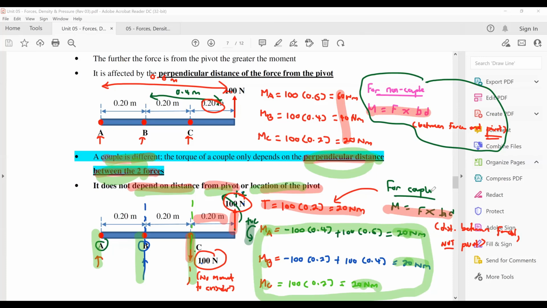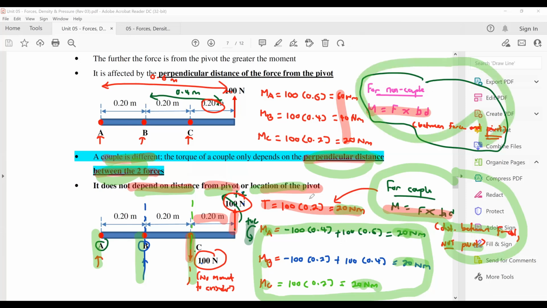You see, when I find the resultant moment or torque using this equation only, where I only use the perpendicular distance between the forces, this is what I got. If I didn't use this and I use this instead, where the location of the pivot varies at the same time, you notice that the values are also still the same. That's why it won't matter if it's a couple. If it's a couple, pivot location doesn't matter. It doesn't do anything. Okay? Right? So far, so good.